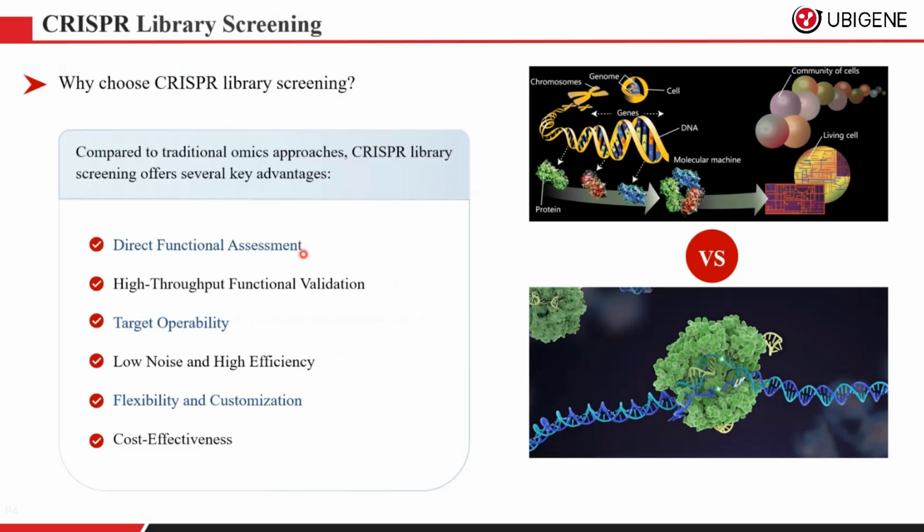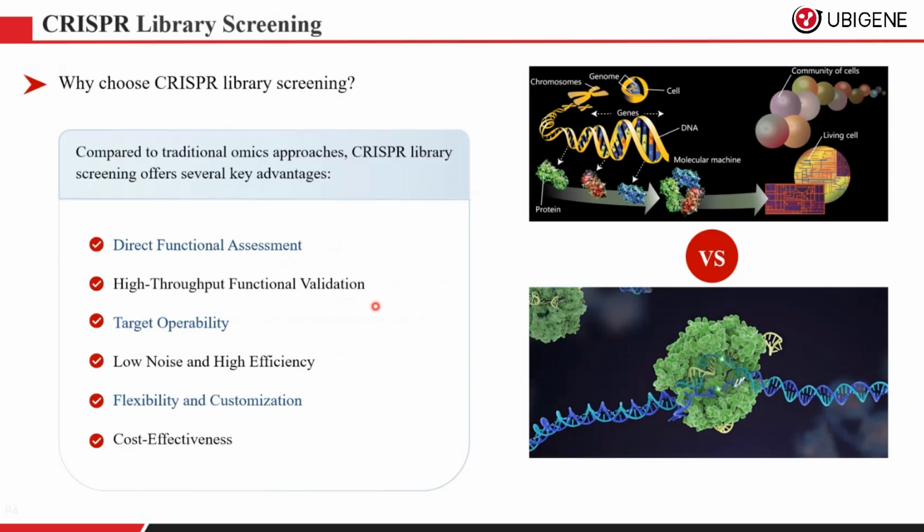First, direct function assessment. CRISPR screening directly edits genes, providing clear causal links between gene function and phenotypes. Traditional omics often requires additional function validation. Second, high-throughput functional validation. CRISPR screening identifies genes involved in biological processes or disease, even those with unknown functions, efficiently supporting large-scale functional studies.